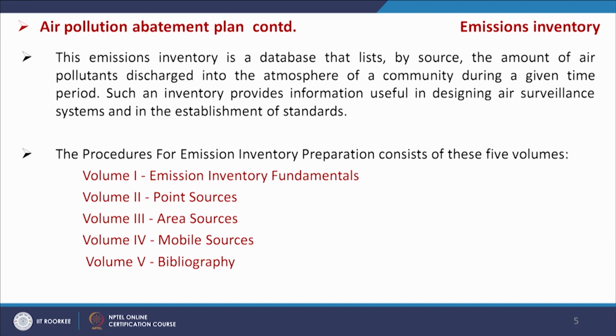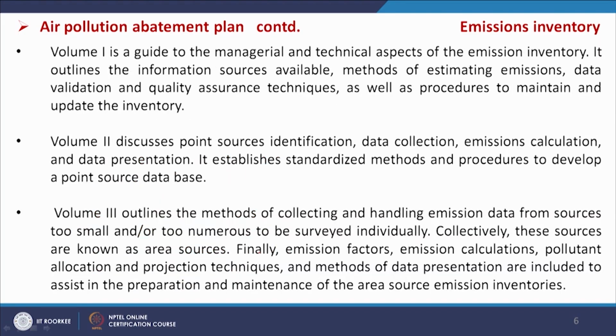And the procedures for emission inventory preparation consist of 5 volumes. Volume 1 emission inventory fundamentals, volume 2 point sources, volume 3 area sources, volume 4 mobile sources, volume 5 bibliography. So, volume 1 will contain the procedural part, the fundamental aspects; it is a guide to the managerial and technical aspects of the emission inventory.